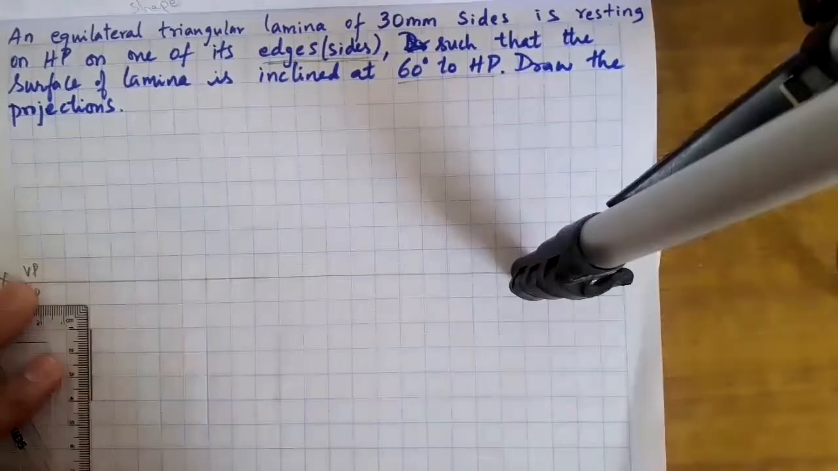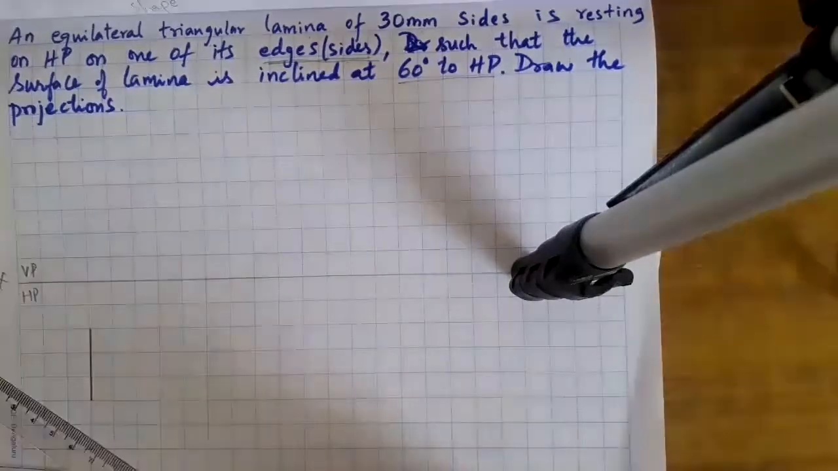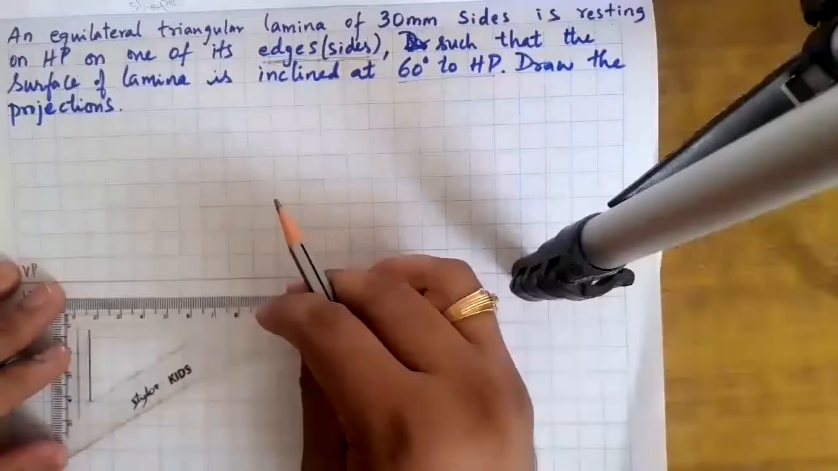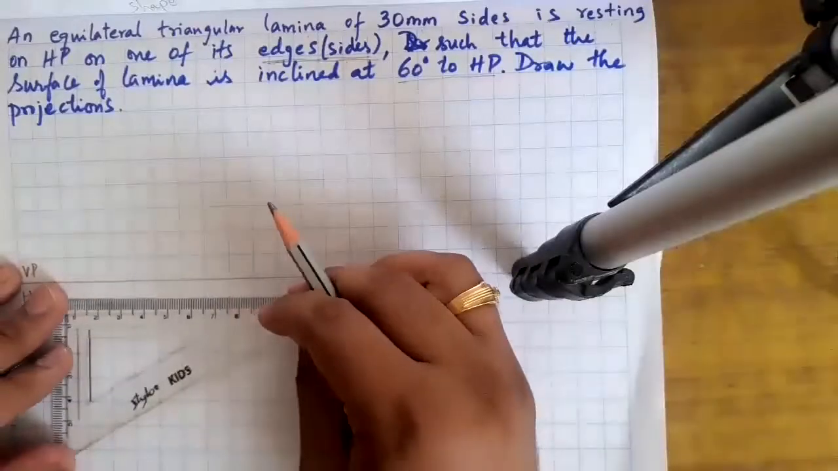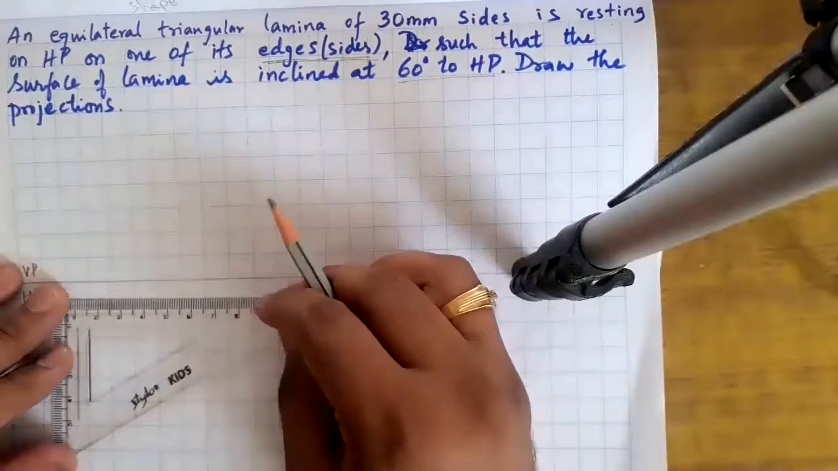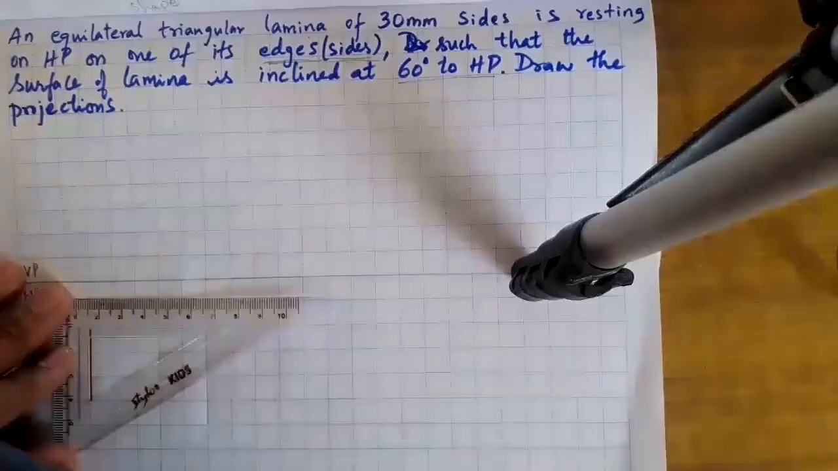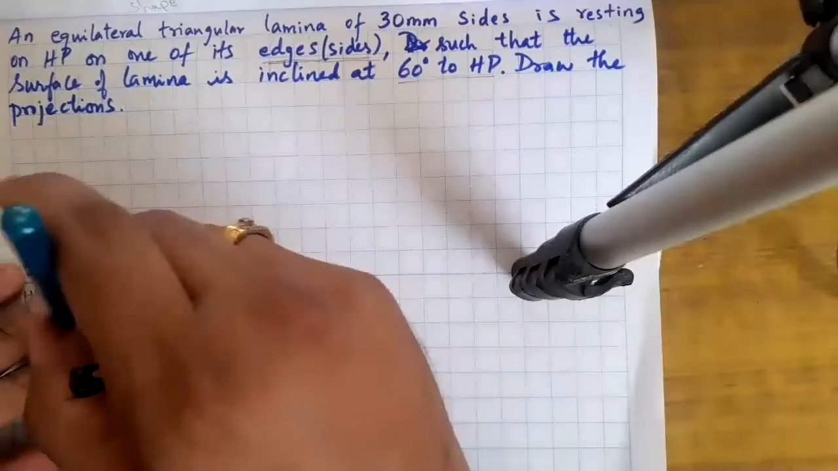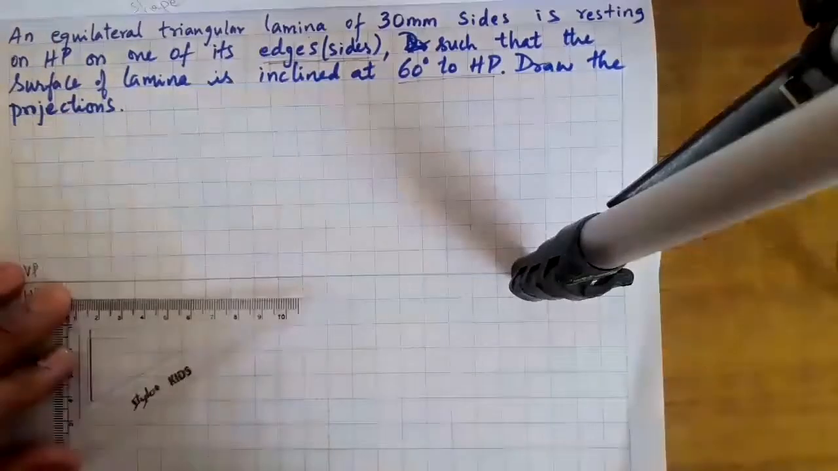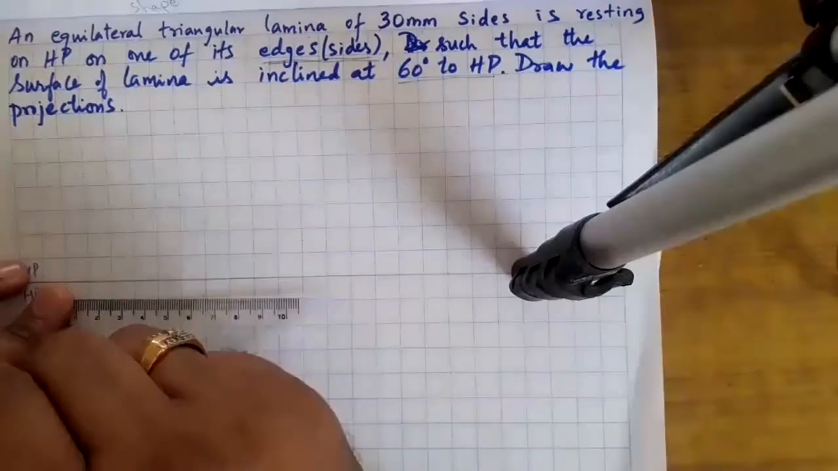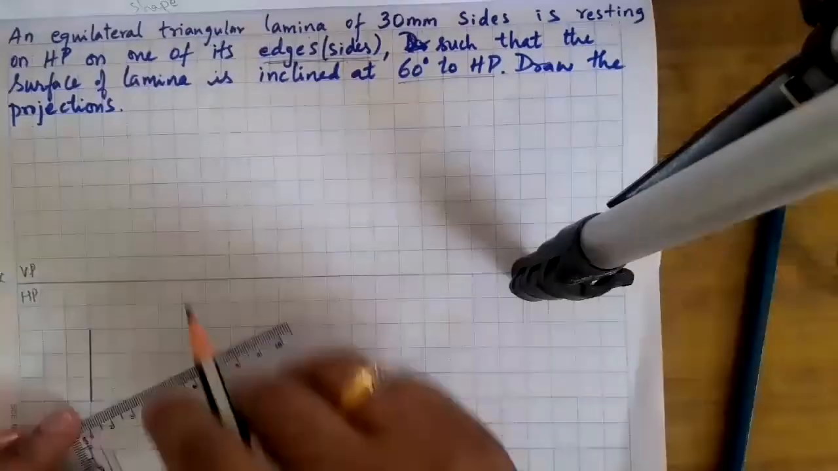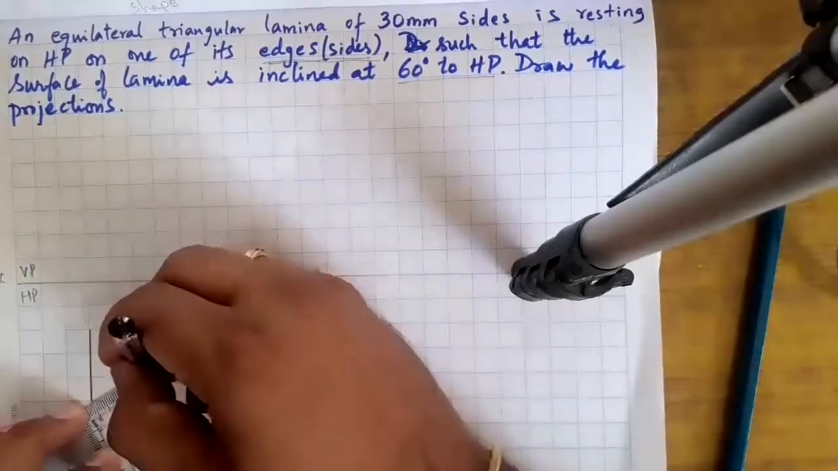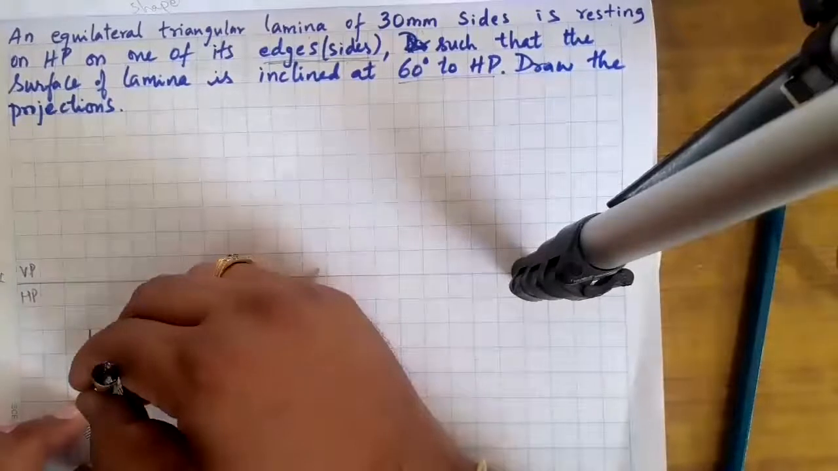See, this set square is 60 degrees. I'll use this set square and draw a 60-degree line with a sharp pencil. See, 60 degree, I've drawn a line and stop it at 30 mm. So, 1, 2, 3. So, 60 degree and 30 mm, directly I've got a line without the compass.